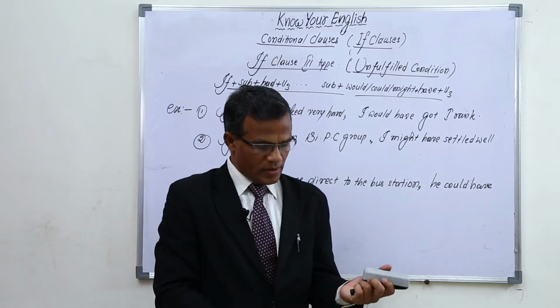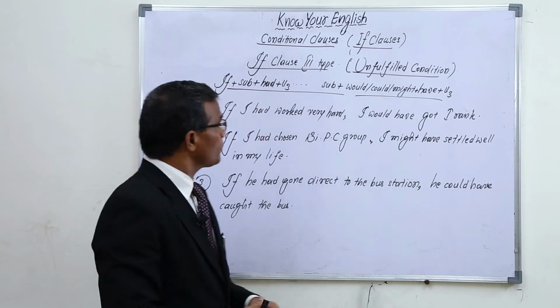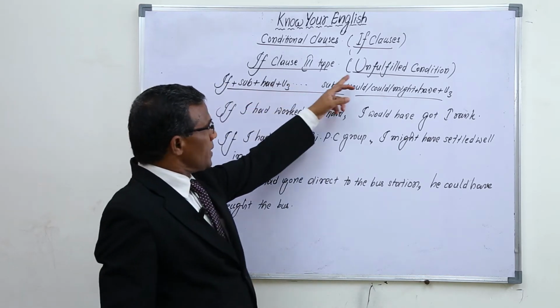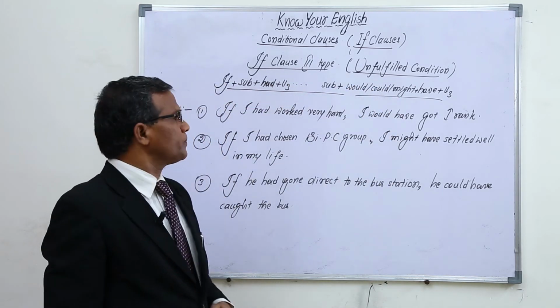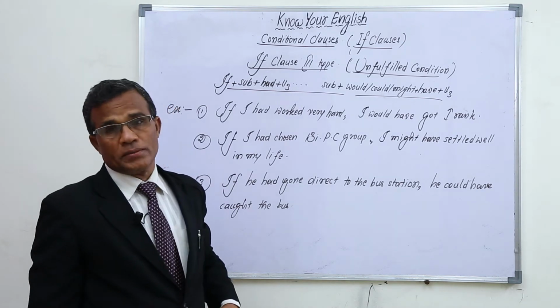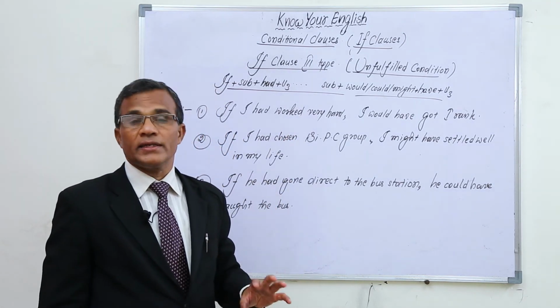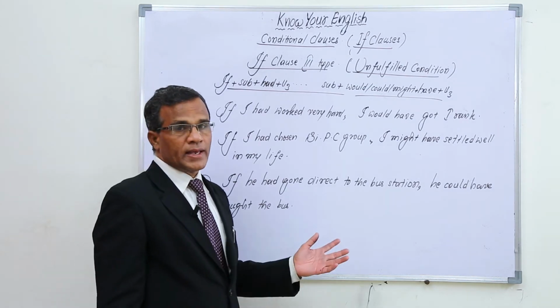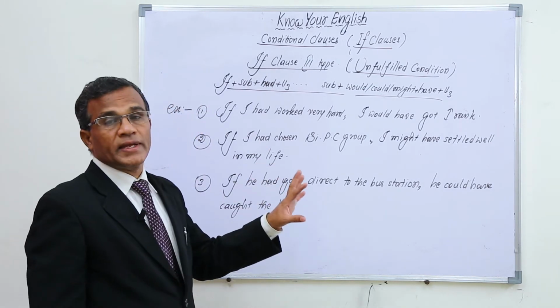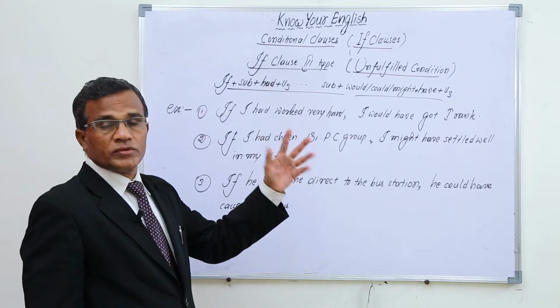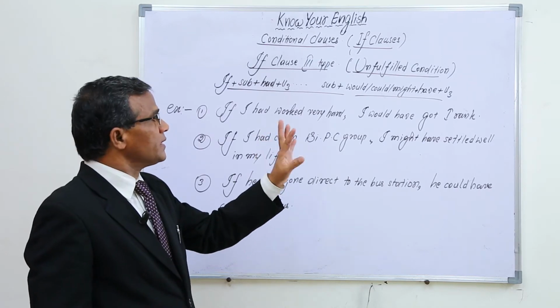Right. Now let me explain. Okay, if clause third type, this is unfulfilled condition. Unfulfilled condition means once something happened and the expected thing did not happen. Something happened, and because of that, the expected thing did not happen.